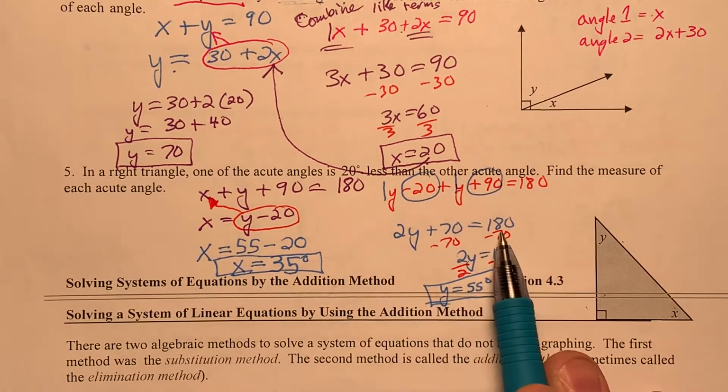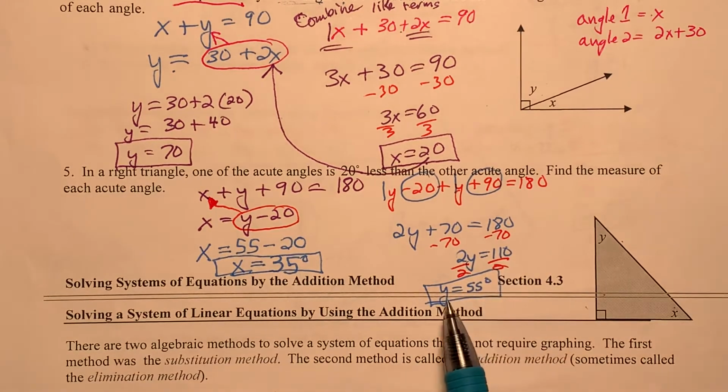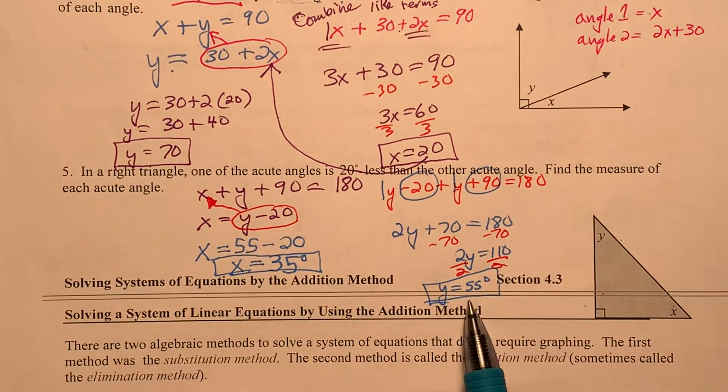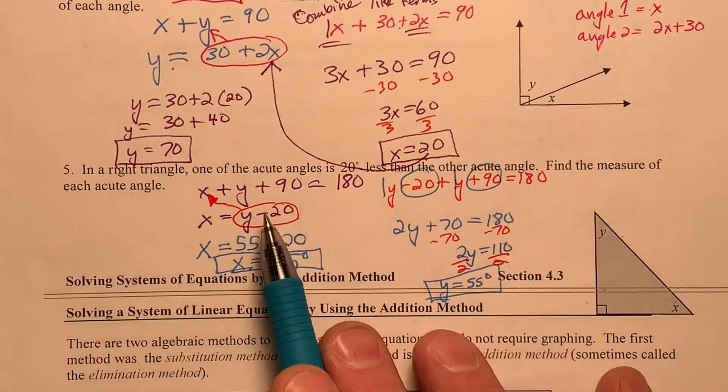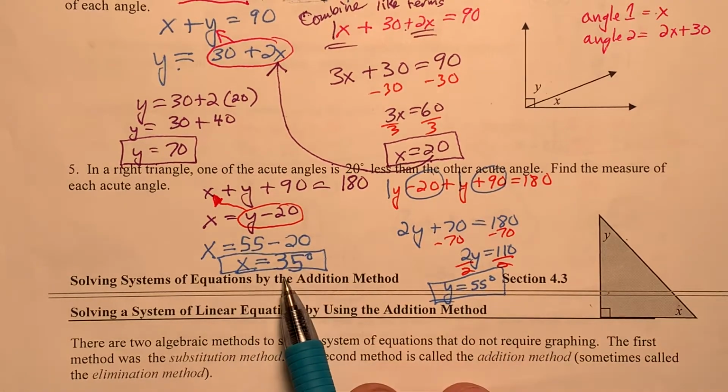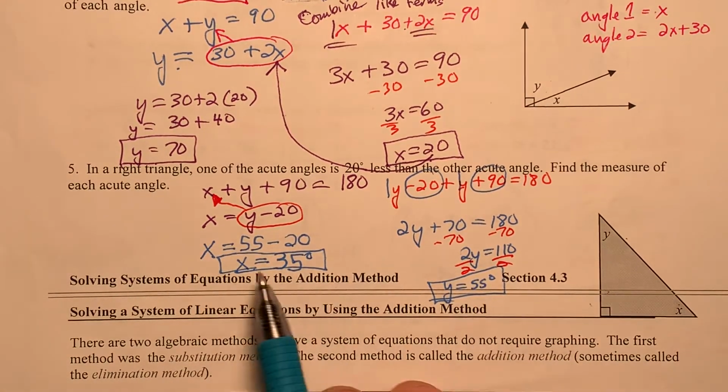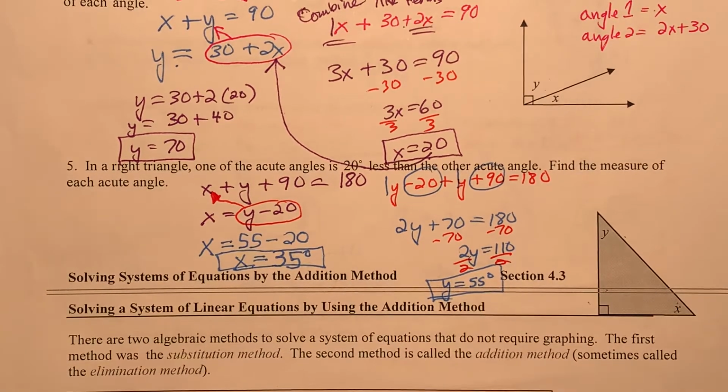Combine like terms. 2y plus 70 equals 180. Move the 70 over, divide by 2, y is equal to 55. Take 55, put it back into that, 55 minus 20 is 35. So the two missing angles are 35 degrees and 55 degrees.